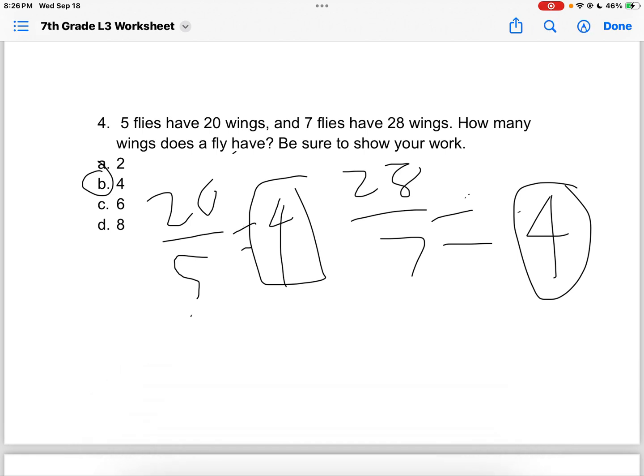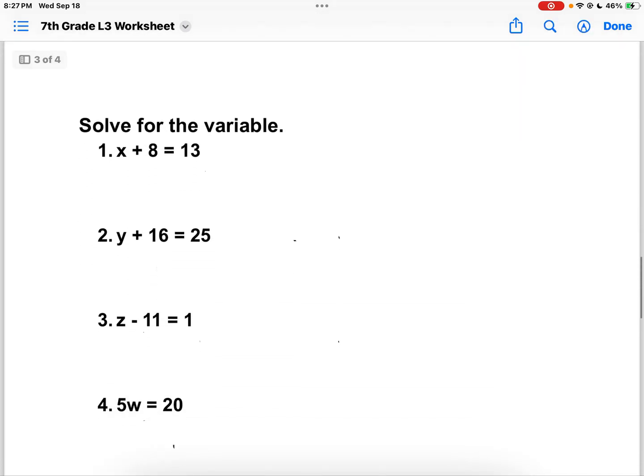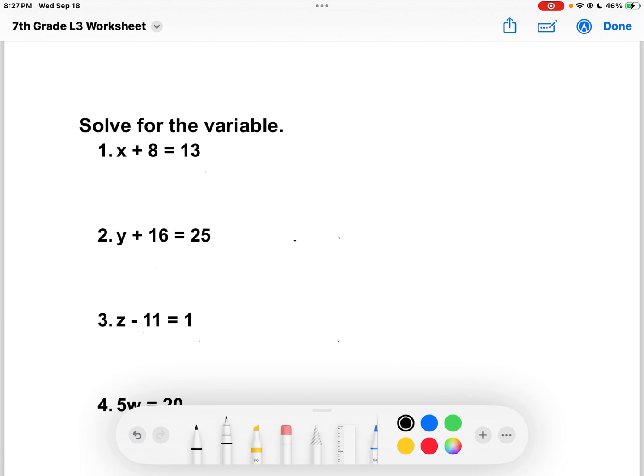So these are fairly basic questions, and moving on to solve for the variable. x plus 8 equals 13. First thing, always do the opposite of PEMDAS, which is addition and subtraction first. Subtract by 8 on both sides to get x equals 5. So moving on to number 2, we have 16. So we need to subtract by 16. 25 minus 16 is 9. The answer will be y equals 9.